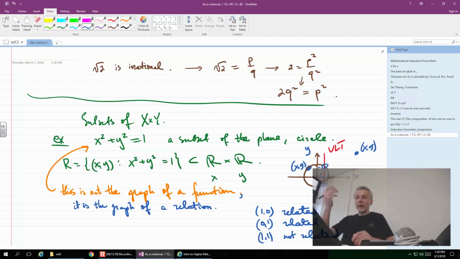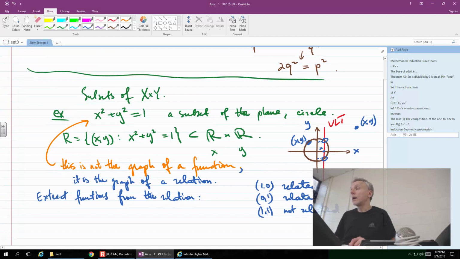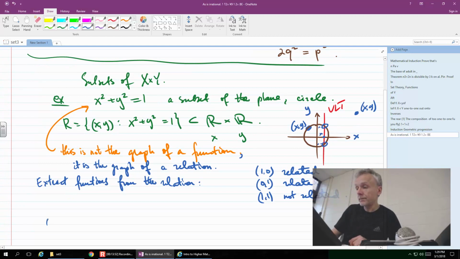And what comes up in pre-calculus, and what you frequently do, is extract a function from a relation. Remember, extract one or more. What's the function or functions? The circle. What do we do with the circle? Does this look familiar?